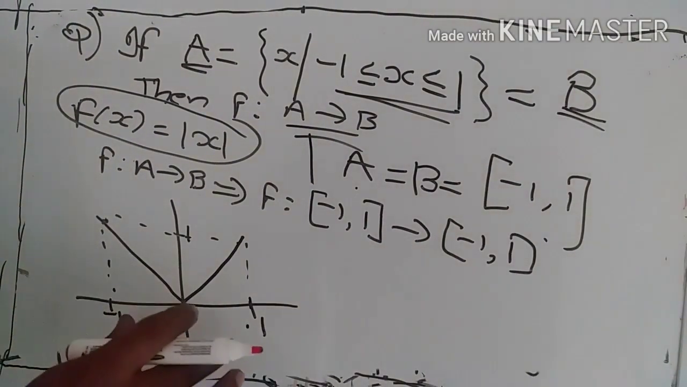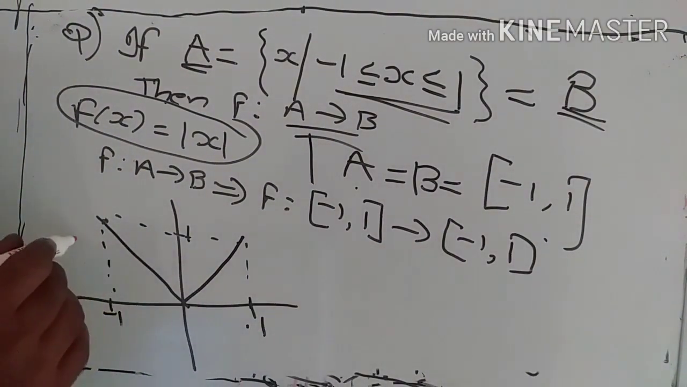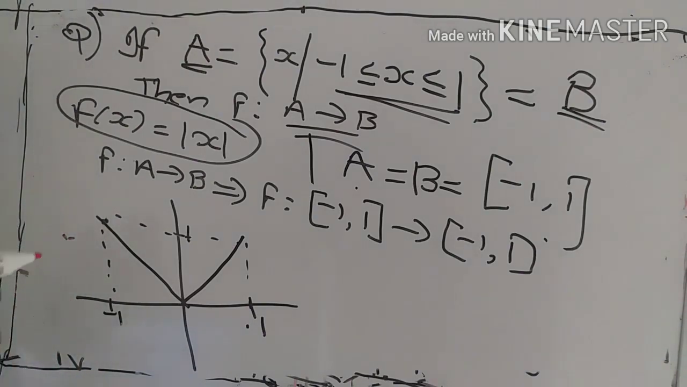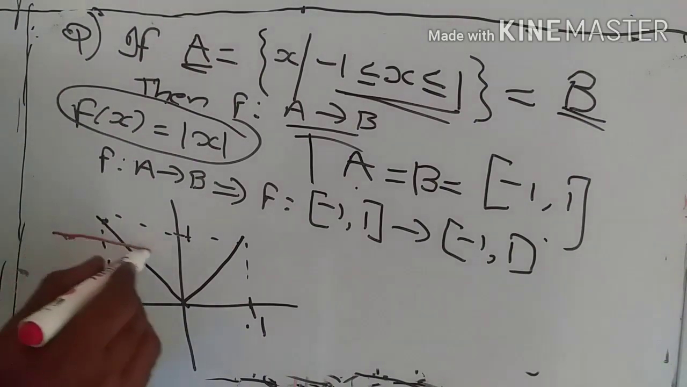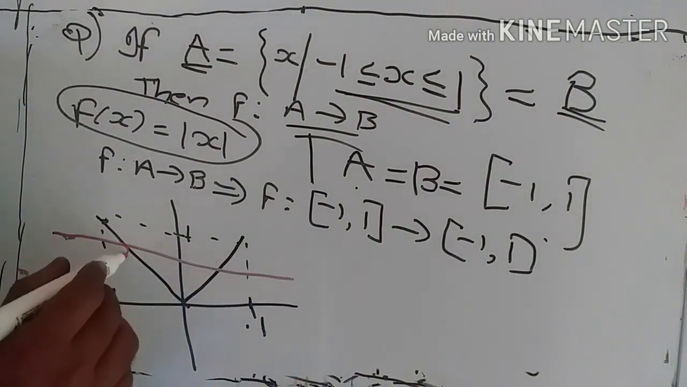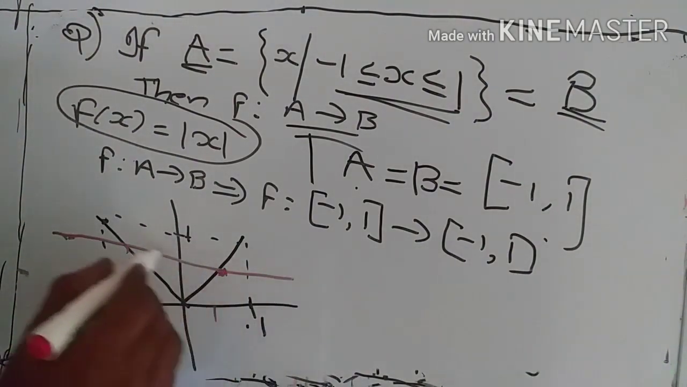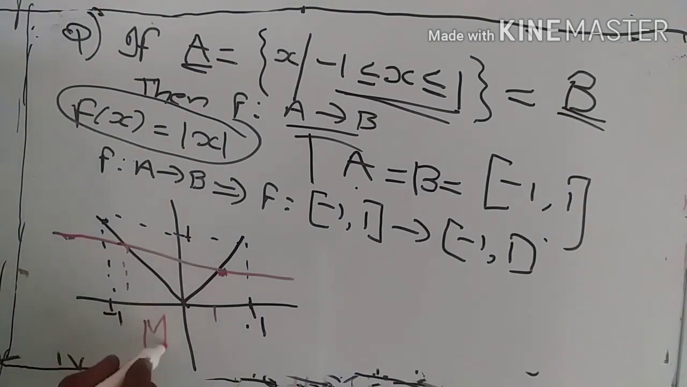So I draw the graph in this interval. Now to check whether the function is 1 to 1 or many to 1, draw a line parallel to the x-axis. This line cuts at 2 points, so the function is many to 1.